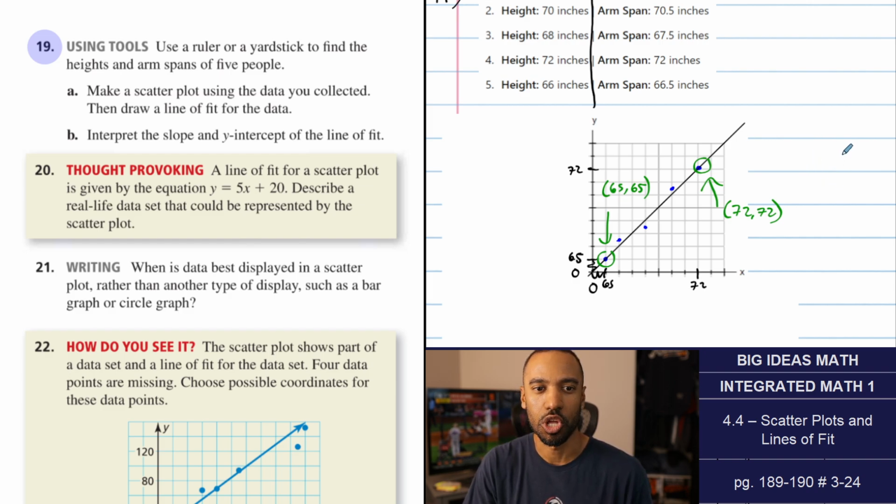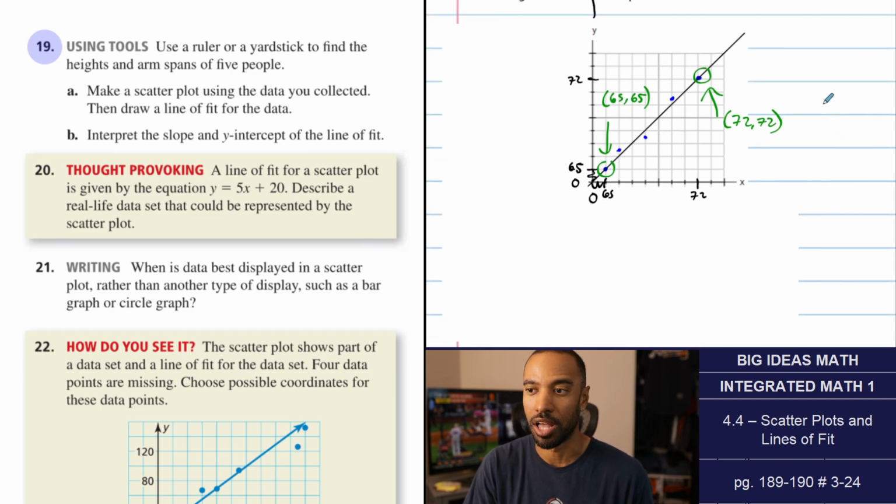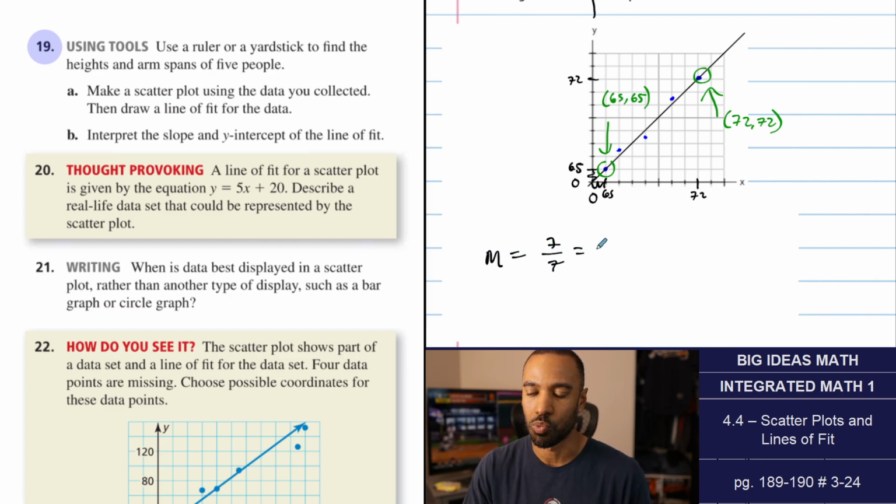They say interpret the slope and y-intercept. That means that we have to actually come up with the line. It says draw a line, but we need to come up with the line. So this equation is pretty straightforward, guys. Our slope is a rise of 7 over a run of 7, which is 1 over 1. And I'll introduce it by using point slope form.